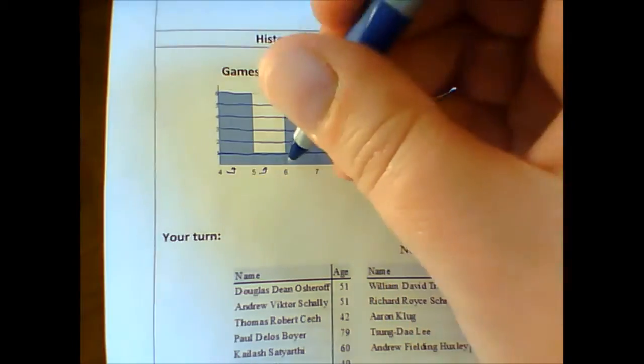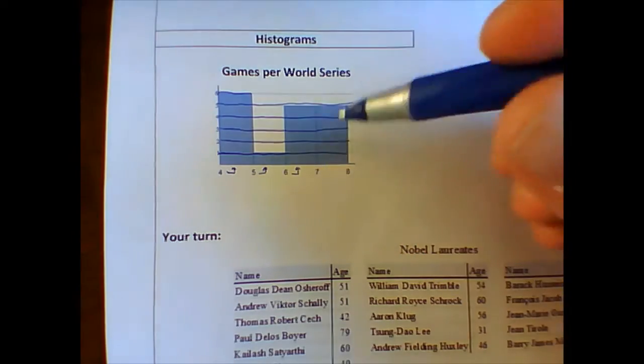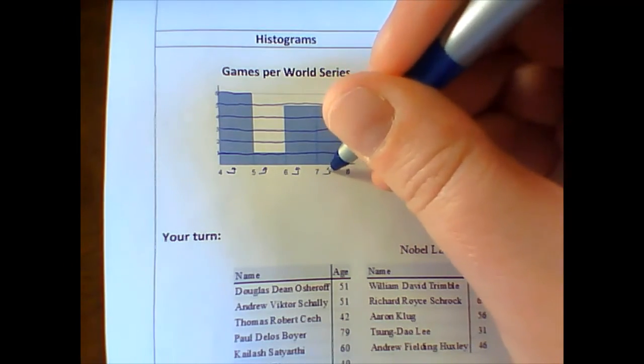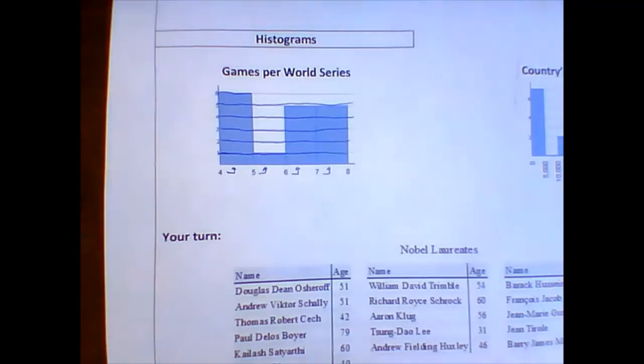And there's a 5-game block, and 6 games. Those are all how many World Series went 6 games. It's a best of 7 series, so none of the World Series went 8 games.